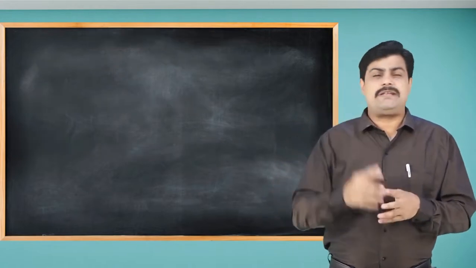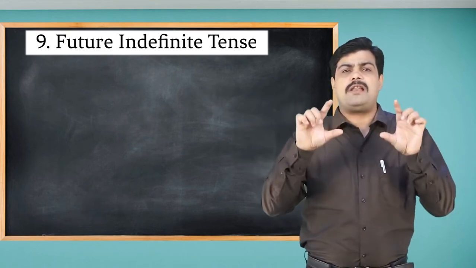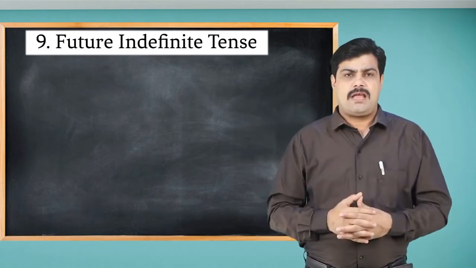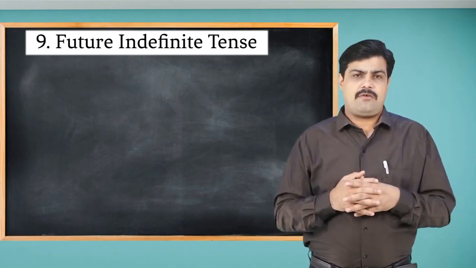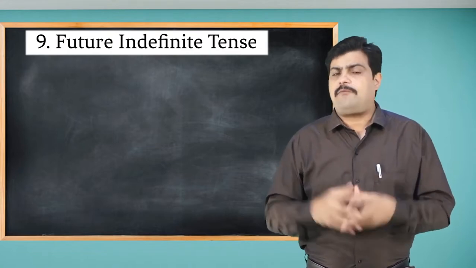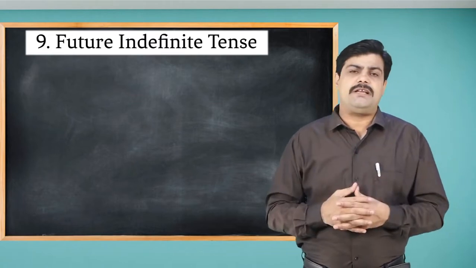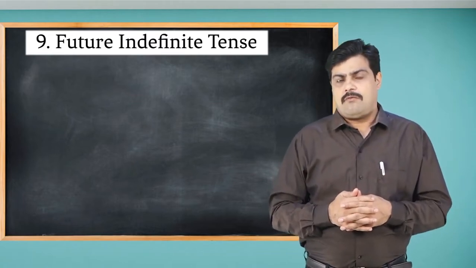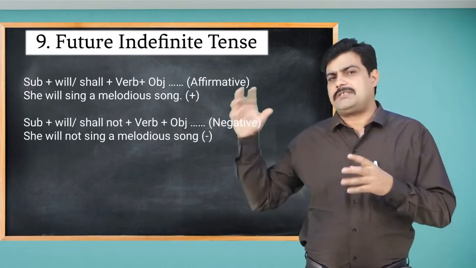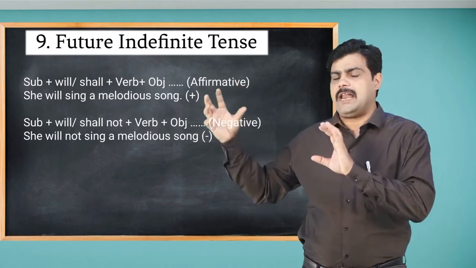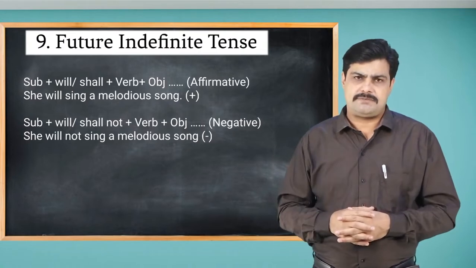Let's see the future indefinite tense. Here you see the structure: subject plus will or shall plus object. Here one thing is important to know. For I and we use shall, and for the others we use will. But if the condition is inevitable, we use it otherwise. Let's see the structure: subject plus will or shall plus object.